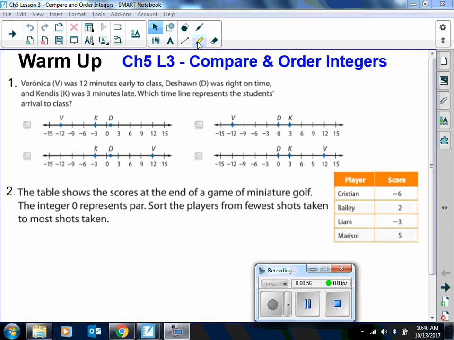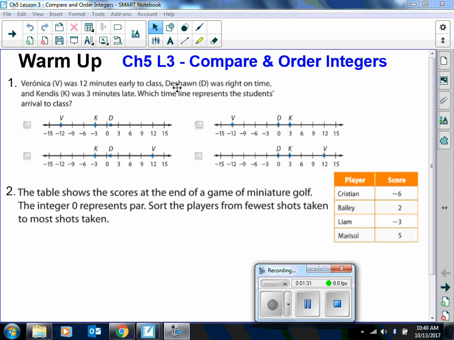So here's the number line. If he's right on time, 0 is right on time. If we have anything before right on time, that would be early, right? So if it's before right on time, that's early. Before Deshawn, before 0, that would be negative numbers. Very good. And then late, that's going to be after right on time. Those are going to be positive numbers. Does everybody understand how that correlates to the number line?